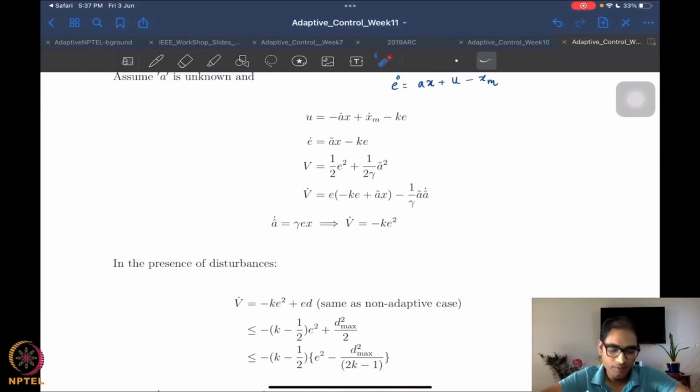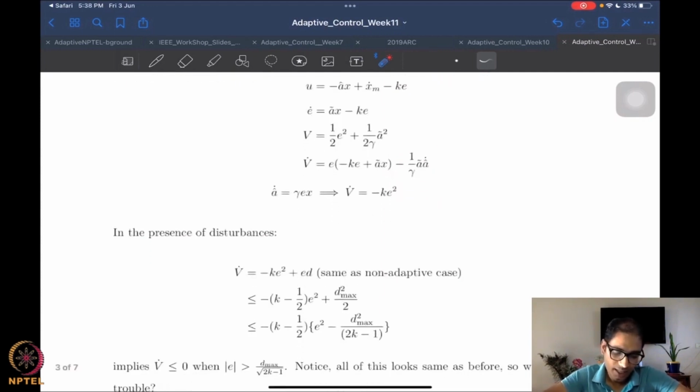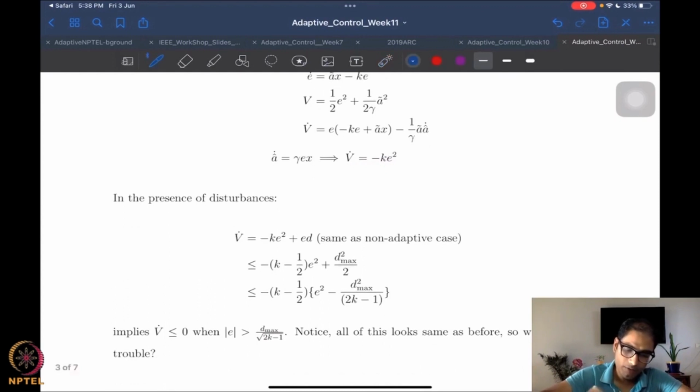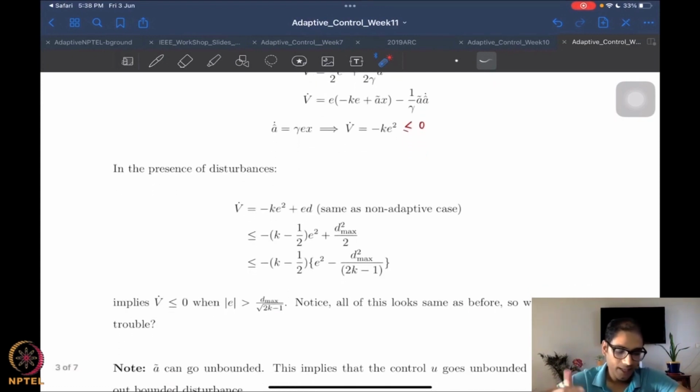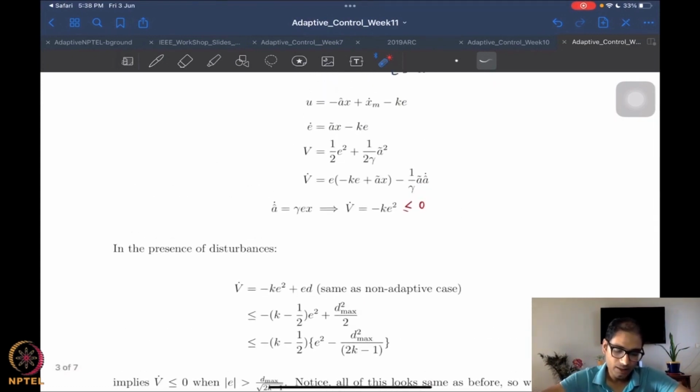And so I populate all the terms: e times e dot, which is minus k e plus A tilde x, and A tilde times A tilde dot, which is minus A hat dot. So I have this term. And with this, if I take A hat dot as gamma e x, this term cancels, and I'm left with V dot equal to minus k e squared. Now remember, this is negative semi-definite. It turned out to be exactly the same as the non-adaptive case. Big surprise. You already knew this was going to happen. This has always been the case, no exceptions.